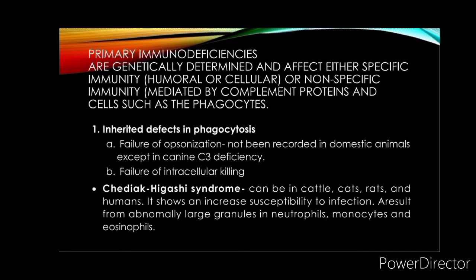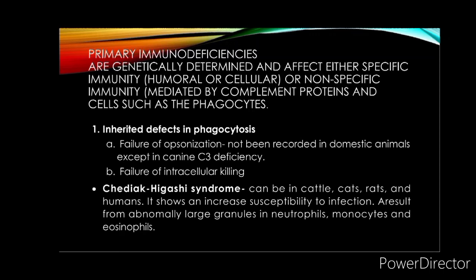Let us first discuss the primary immunodeficiencies. They are genetically determined and affect either specific immunity or non-specific immunity, mediated by complement proteins and cells such as the phagocytes or natural killer cells. First, we have the inherited defects in phagocytosis. Under it, we have the failure of opsonization, which has not been recorded in domestic animals except in canine C3 deficiency, in which dogs show increased susceptibility to infections.